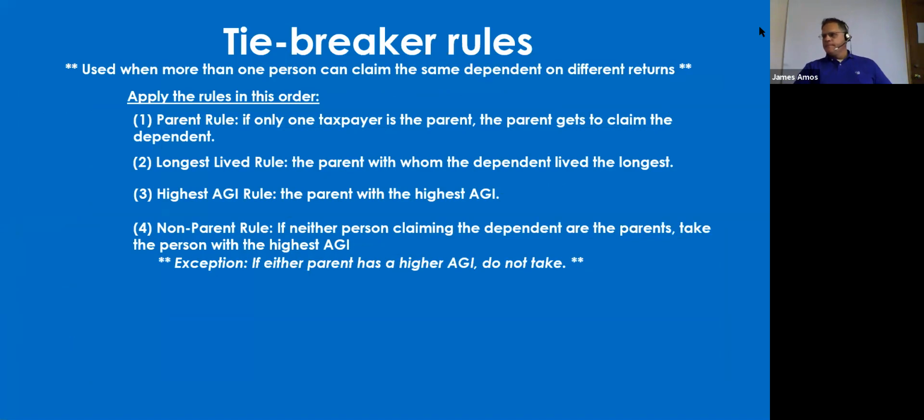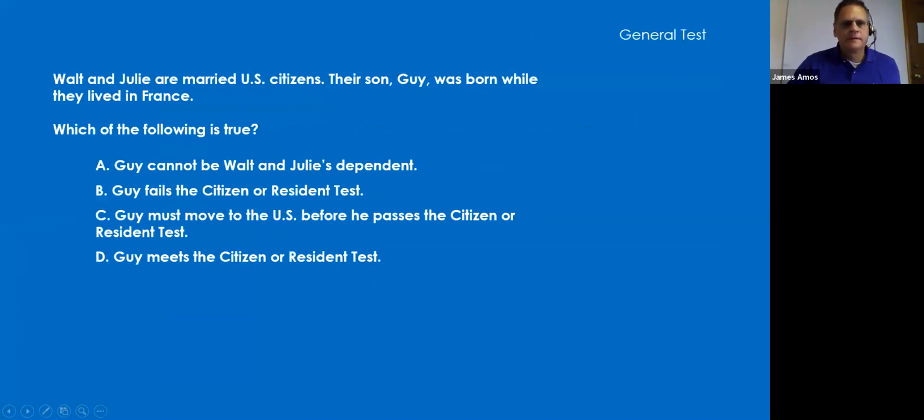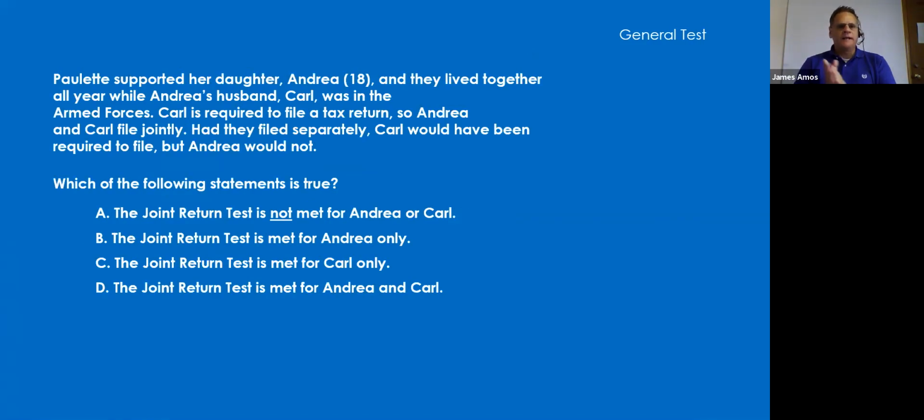There we go. Okay. So there was the first question, and we said Guy meets the citizen or residence test. All right. So now Paulette supported her daughter, Andrea, who's 18 years old, and they lived together all year while Andrea's husband, Carl, was in the armed forces. So Carl is required to file a tax return, so Andrea and Carl filed jointly. Had they filed separately, Carl would have been required to file, but Andrea would not.